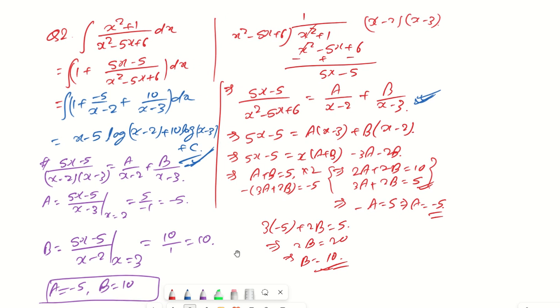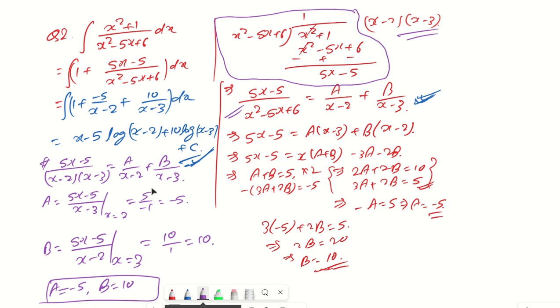Just take this into account and try to understand how we divided this first one. This was my first term, this was my first thing, and then this was the factorization of this denominator. All right, let us take one more question.